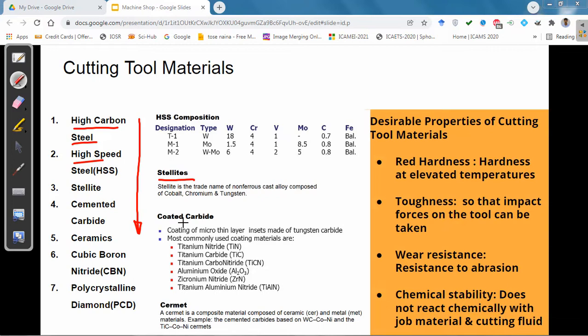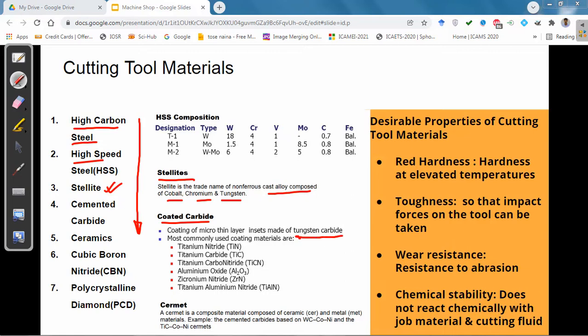Now, stellites is the trade name of the non-ferrous cast alloy composed of cobalt, chromium and tungsten. So that is stellite, this one. And coated carbides are the cemented carbides, which are also commonly used in cutting tools. They are very hard and used for very hard materials generally.